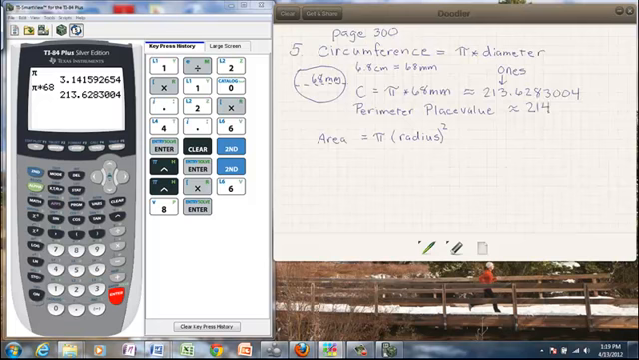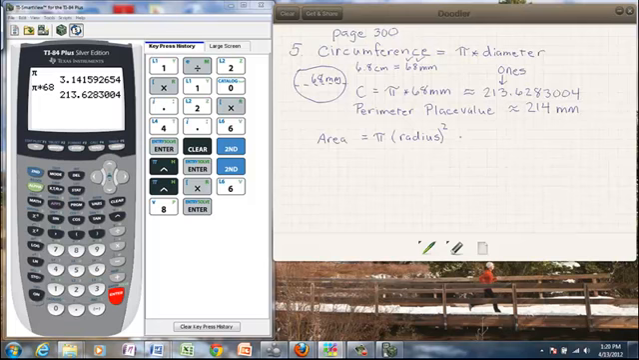And I do need my units. My units are still millimeters. So the circumference is about 214 millimeters. It would have been okay to round this to 2 significant digits as well, in which case you would have written 210. But I'm going to leave this as 214 millimeters for right now.